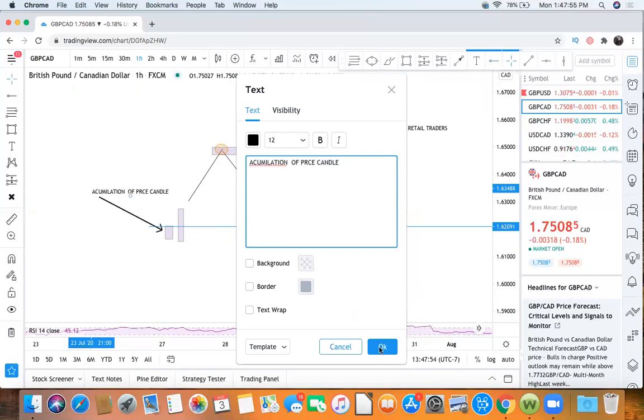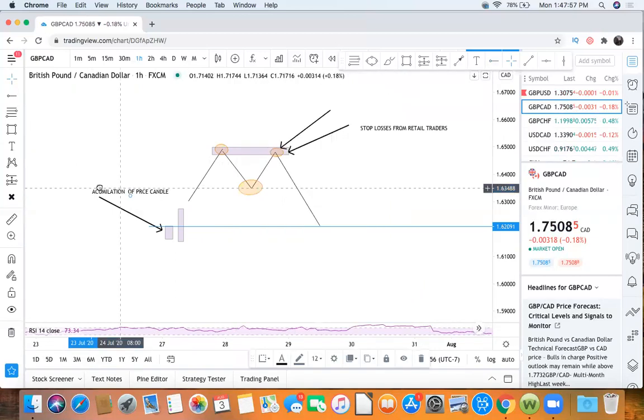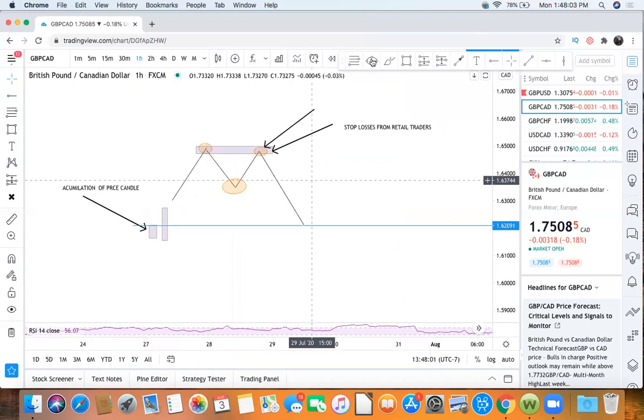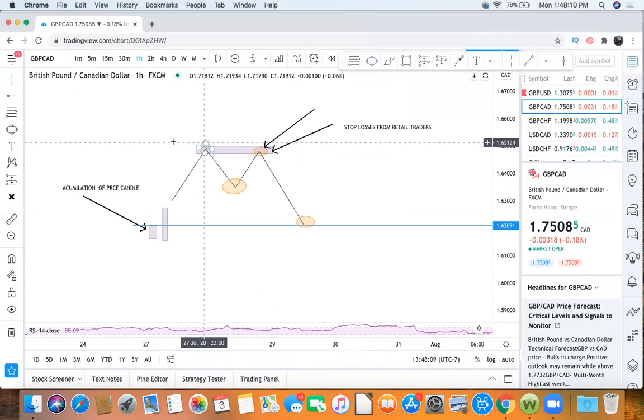So the accumulation of price candle right there, which is the last bearish candle before the push up. It could also be the last bullish candle before the push down. So institutional traders are now getting in for buying positions here to do what? To spike all the way up and wipe out what we have, the equal tops.